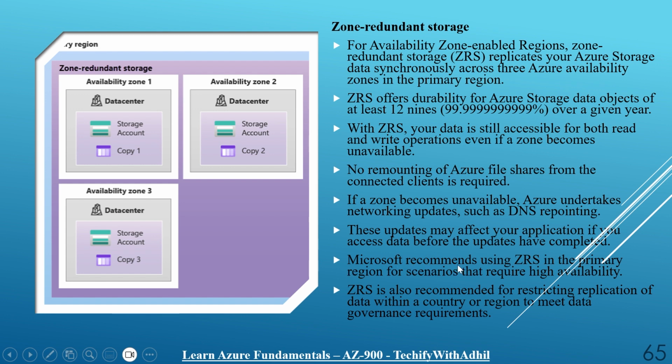Microsoft recommends using ZRS in the primary region for scenarios that require high availability. ZRS is also recommended for restricting replication of data within a country or region to meet data governance requirements. So here you're going to have multiple copies of data in different data centers but within a region. It's not going outside the country, so it also helps with data governance requirements and with high availability scenarios as well.